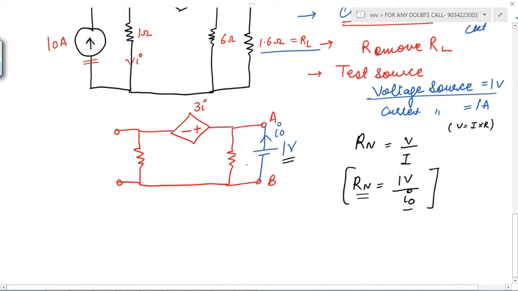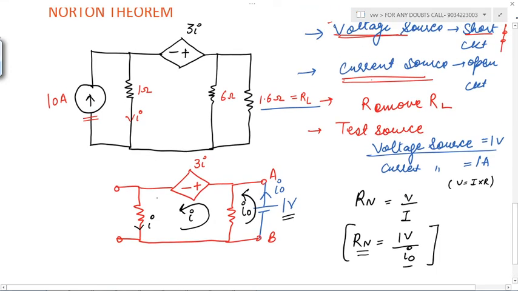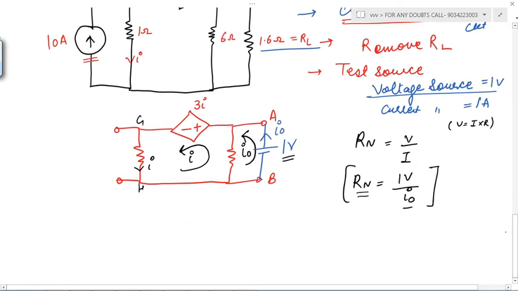Now we can apply KVL again. Our current is flowing from B to A, so I am also taking B to A, that is I naught. And in this branch I is the amount of current flowing, so I didn't take any other variable. From B to A, I naught is flowing, that's why I took I naught, and from G to H, I is flowing, so I have taken I, okay?